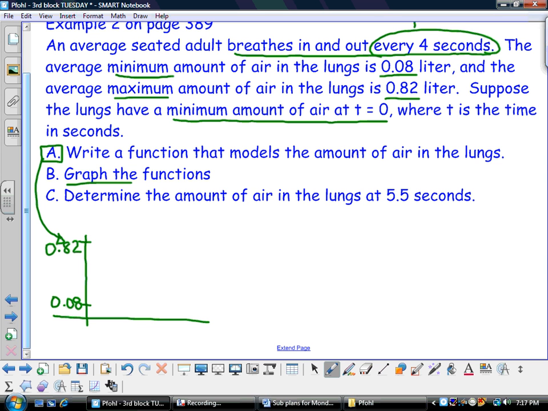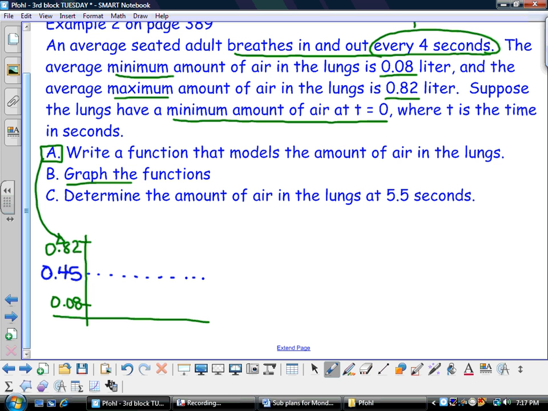So those two numbers aren't exactly the amplitude, but they're going to help us figure out the amplitude and help us figure out the vertical shift. The vertical shift has to do with the midline. So we need to figure out exactly what number is halfway in between those two numbers. There are a couple ways to do it. One way is add the two numbers together and divide by 2, or average them. If you do that, you get, let's see, add them together, we get 0.9. Divide by 2, we get 0.45. So 0.45 is the midline.